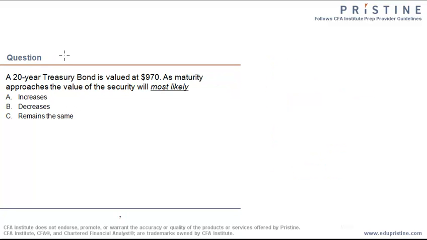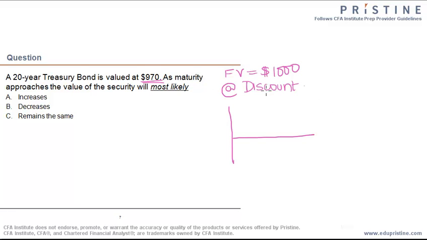It's given in the question that a bond is trading at $970. Now, it's not given in the question, but you need to take the par value is equal to $1,000. So basically, this bond is trading at discount. If we plot a graph using the concept of pull to par, we know the price of the bond would follow this path. Now A increases.